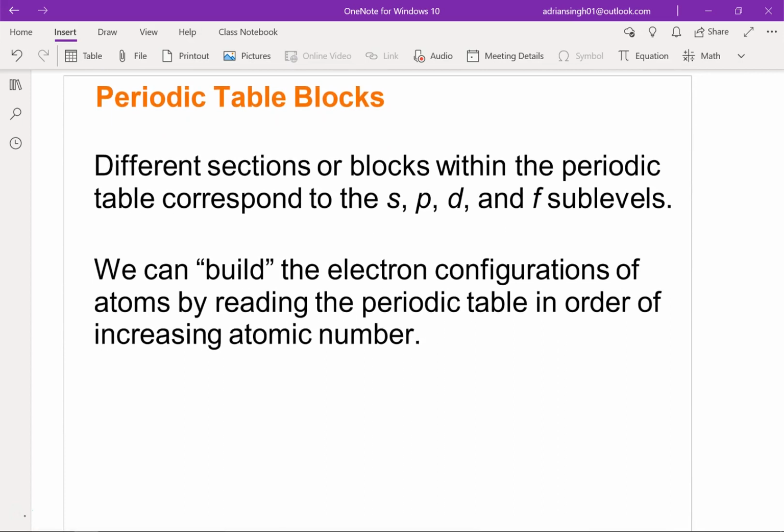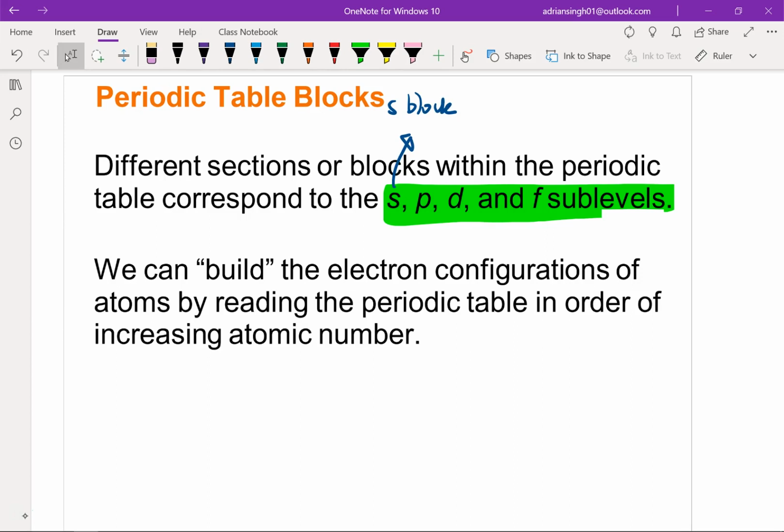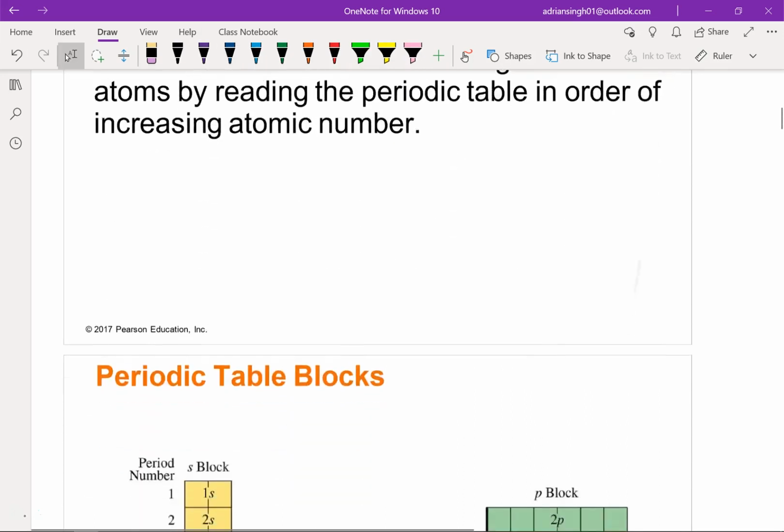And the way that the periodic table is arranged actually corresponds to all of those different sublevels that we talked about, the S, the P, the D, and the F. Right? So there are actually S blocks in the periodic table. There are P blocks on the periodic table. And there are D blocks and F blocks, etc. Right? If we know what to look for, we can actually build those electron configurations simply by locating where that element is on the periodic table.